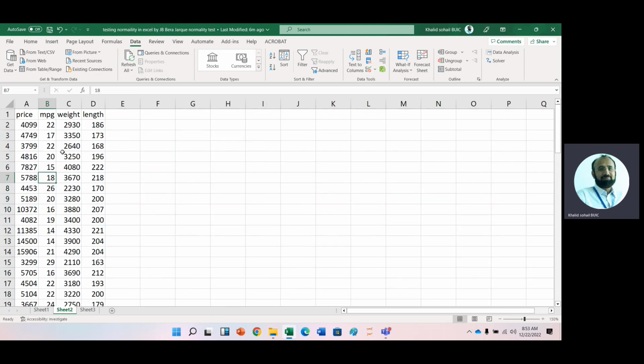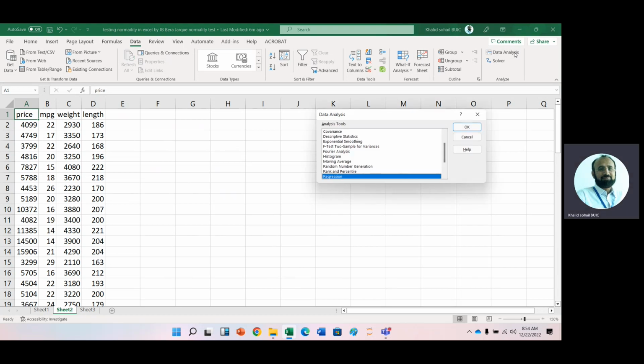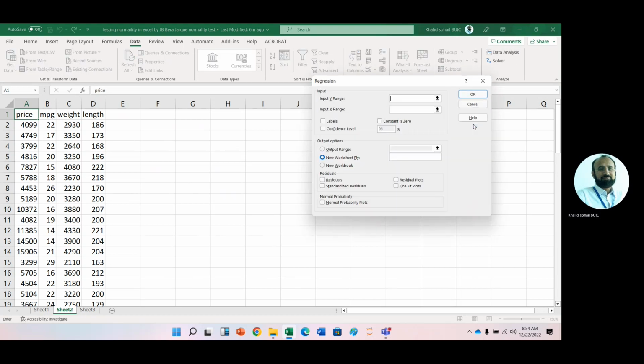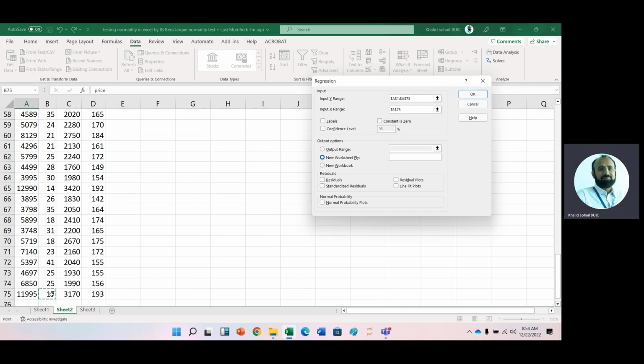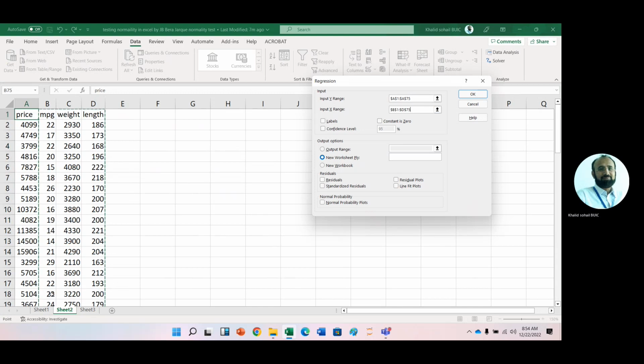Here we have the data. One is the DV, that is price, and we have three IVs: mileage per gallon, weight, and length. Now go to Data, then Data Analysis, select Regression, your DV first, then the three IVs. Because we have selected with labels, we should check this Labels box.